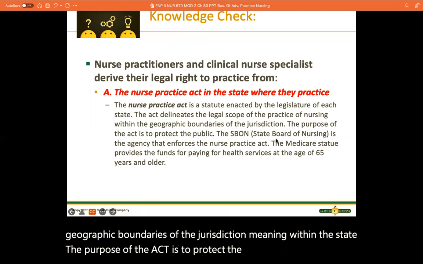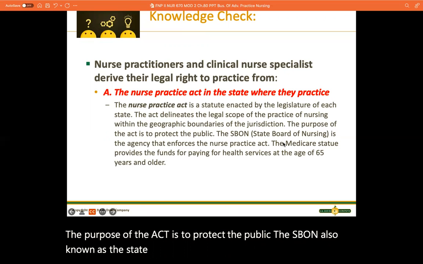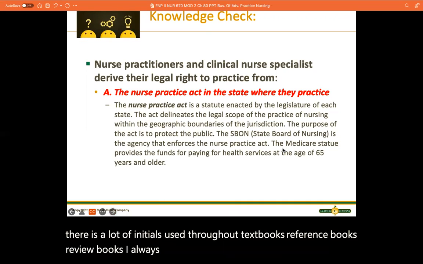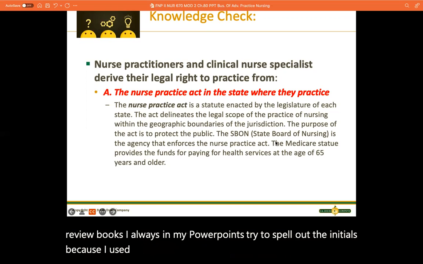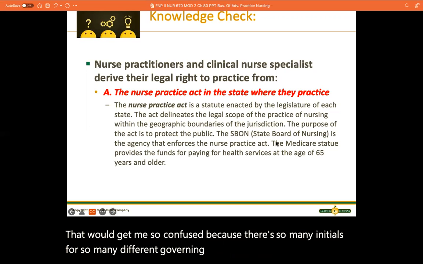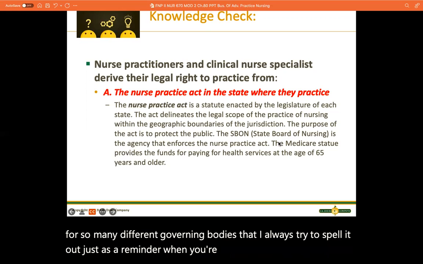The SBON, also known as the State Board of Nursing, and just so you know, guys, there's a lot of initials used throughout textbooks, reference books, review books. I always, in my PowerPoints, try to spell out the initials, because I used to find when I was a student that would get me so confused, because there's so many initials for so many different governing bodies, that I always try to spell it out just as a reminder when you're reviewing things, so you don't get confused.